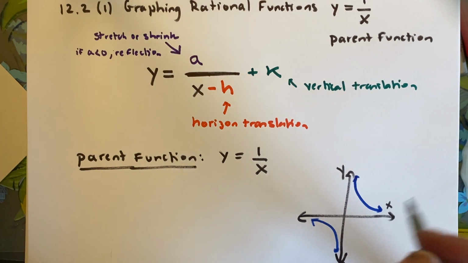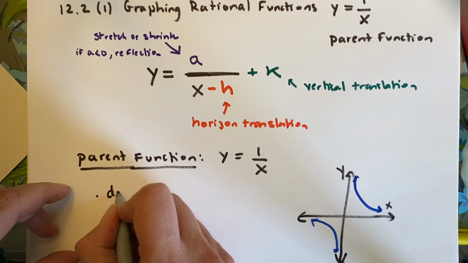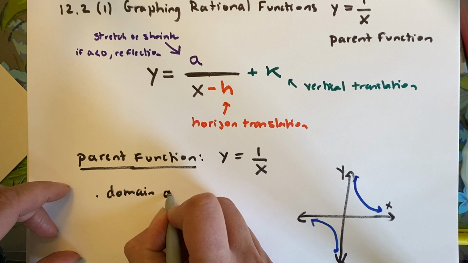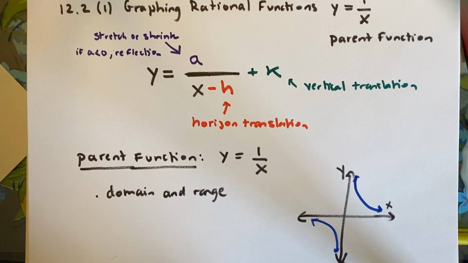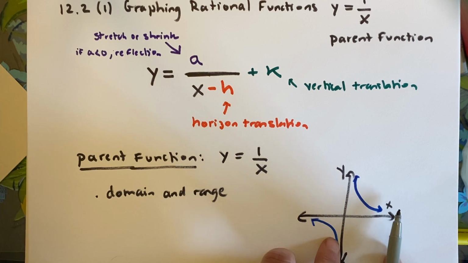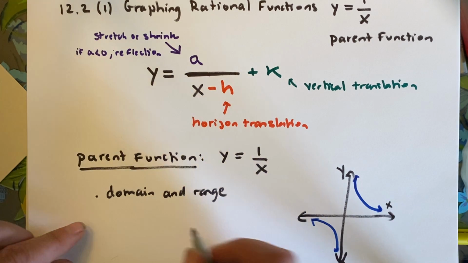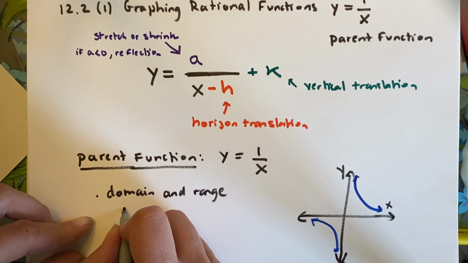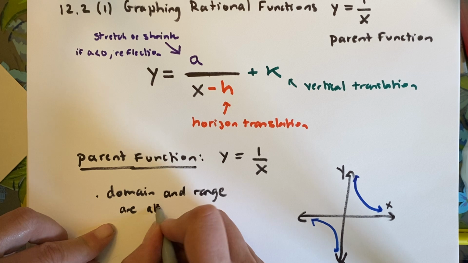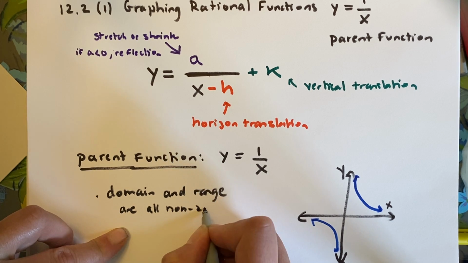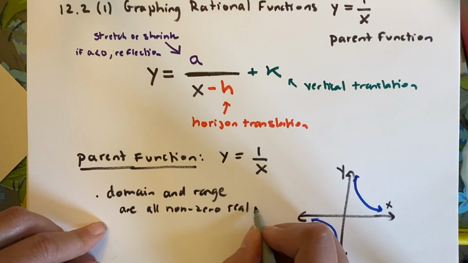So, sorry, that's the buzzer for my dryer. So the first thing is the domain and the range. Can be any value except one value. You can see that these branches get close. It can be any value, but the one value they can't be is 0 for either the x or y. So they are all non-zero real numbers. Okay, that's a fancy way of saying they can be any number except 0.